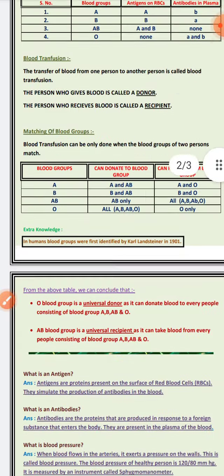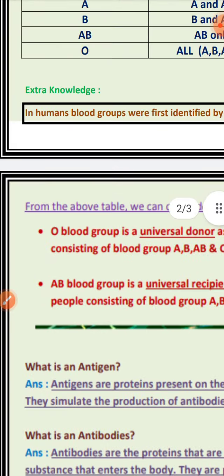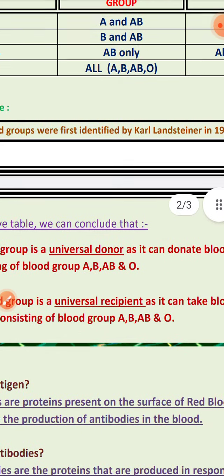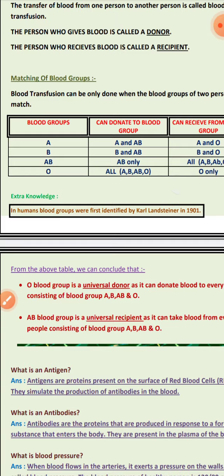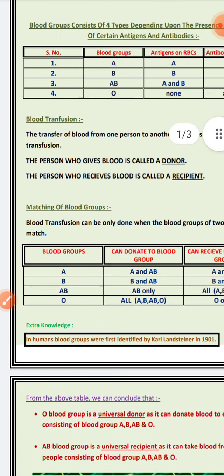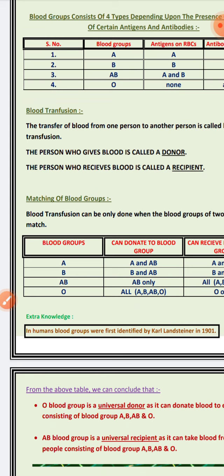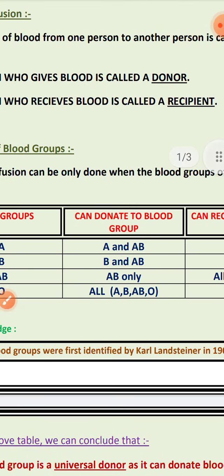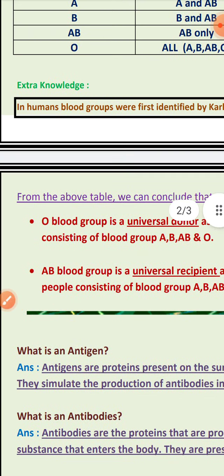Now two points are given which are very important. From the above table we can conclude that O blood group is a universal donor, as it can donate blood to every person consisting of blood group A, B, AB and O. See, blood group O can donate blood to all blood groups.